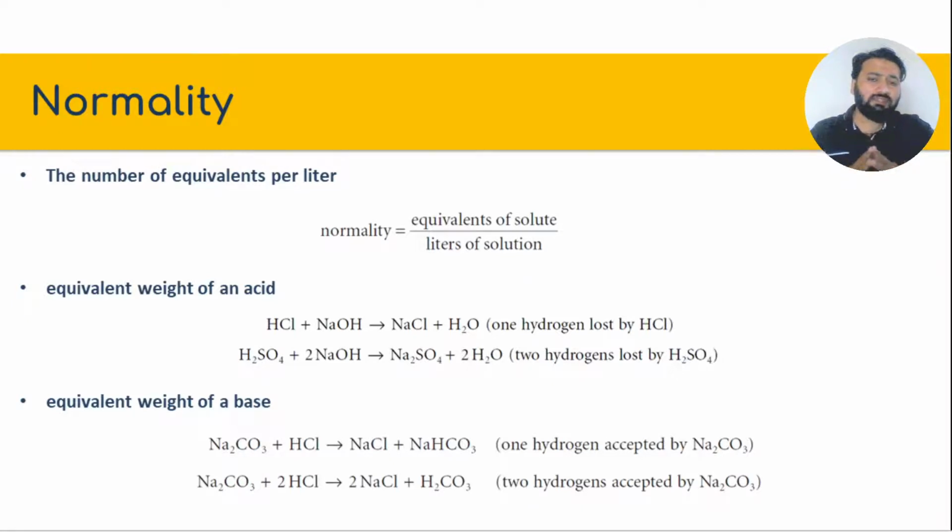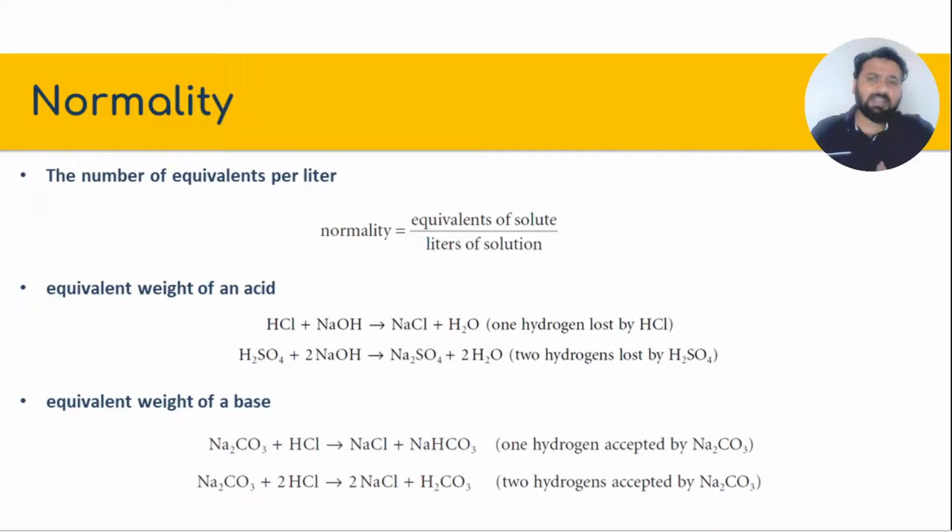Now the next is sulfuric acid. When it reacts with excess sodium hydroxide, it gives sodium sulfate plus water. Here two hydrogens are lost by the sulfuric acid. So that means this is 2 equivalents of the sulfuric acid. So while we are calculating the equivalent weight, we have to divide it by 2.